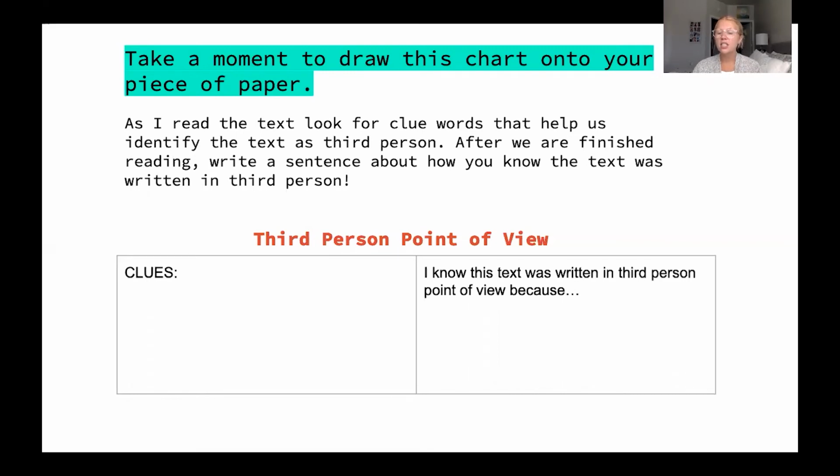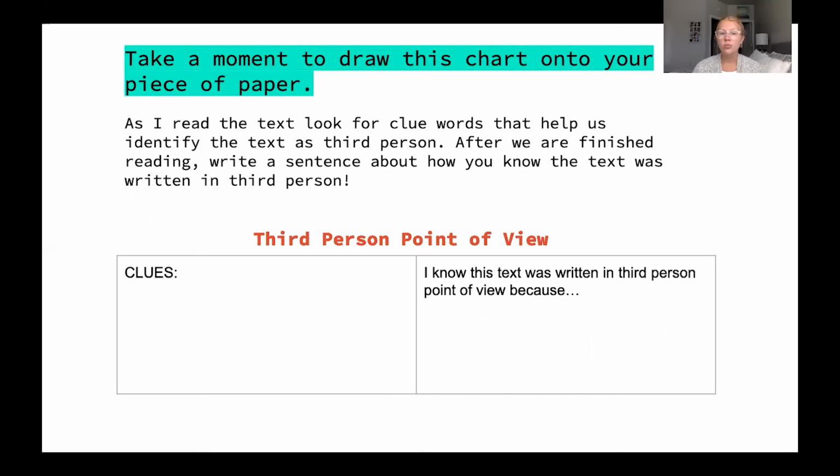So what I want you guys to do here is finish this sentence and write down just something that you know from the text, from me reading the text, something that really helps you as a reader understand that this text is written in third person point of view.